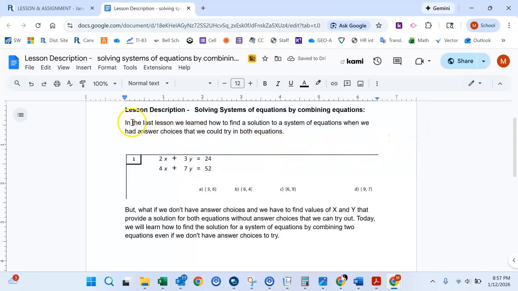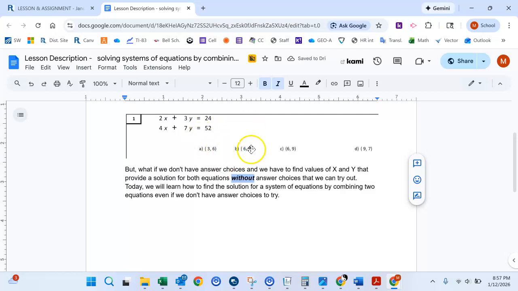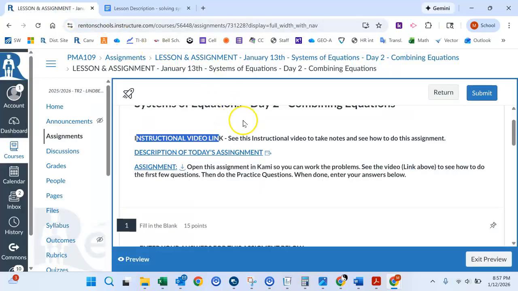So basically, the last lesson, you learned how to find a solution to a system of equations like this. But we had choices, right? So you could just try the choices. You could try 3 for x and 6 for y and see if it worked for both equations. Today, we're going to try to find values of x and y without answer choices that we can try. So that's the important point, okay? So we will not have answer choices, and we're still going to be able to find out how to do it. Okay, so that's what we're going to learn about today.